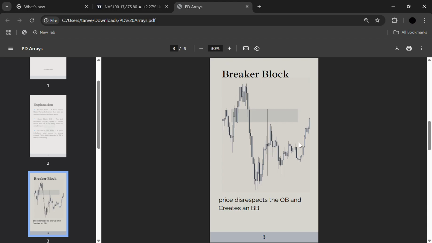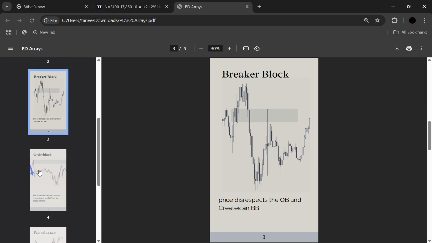A breaker block, as you can see, is a failed order block. What I mean by using structure is higher low, higher high, higher low, higher high, market structure shift, and price comes and tests this zone, and then drops. That's essentially a breaker block. Price comes back and retests it. And also we've got a fair value gap here.